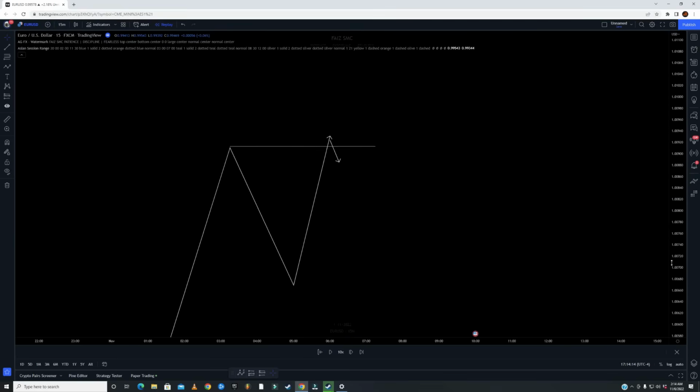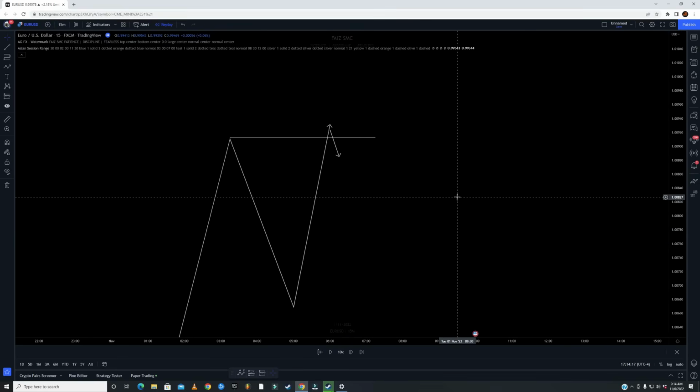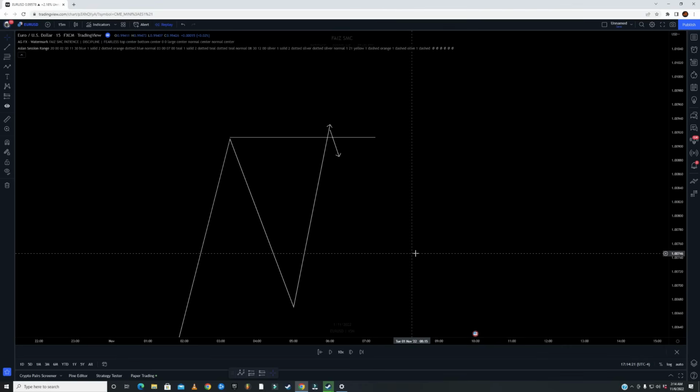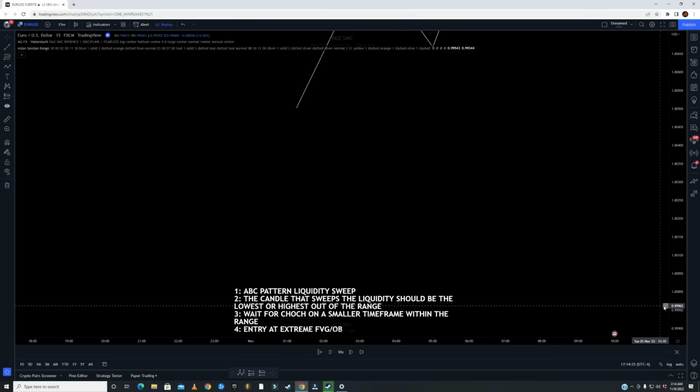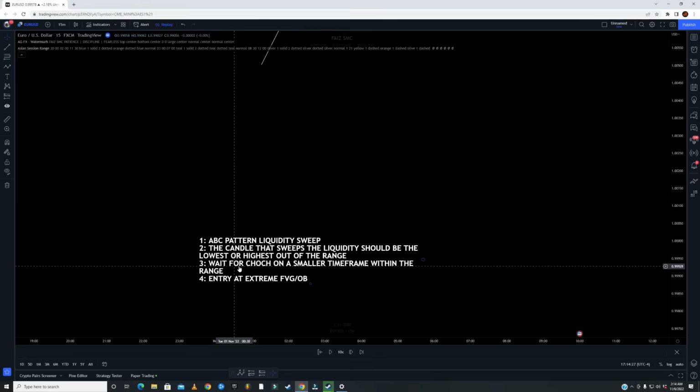I hope it's clear. If it's not clear, let me know in the comment section and I'm going to try to explain it. It's very simple, and when I show you the example, you're going to understand it. So what is the third rule? The third rule is to wait for a change of character on a smaller time frame within the range.